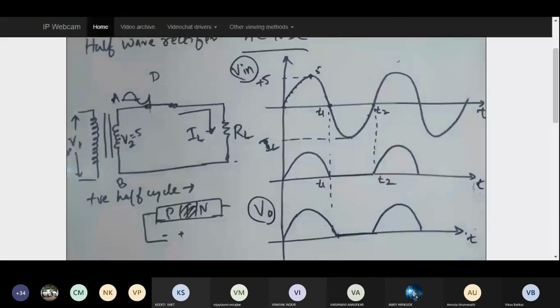Now, can anyone tell me whether this is a DC or whether it is not a DC? The output voltage. Whether this is DC or not DC? No, sir. It is not DC.